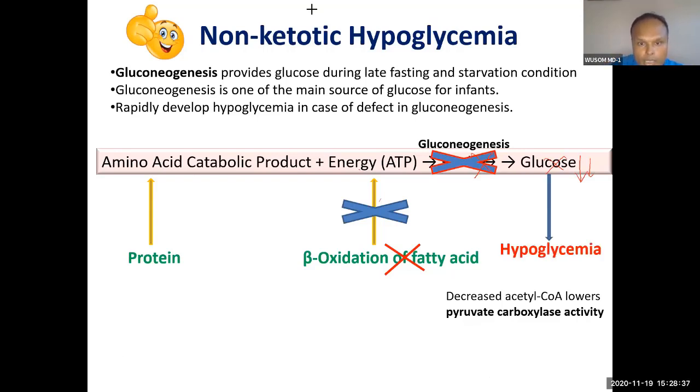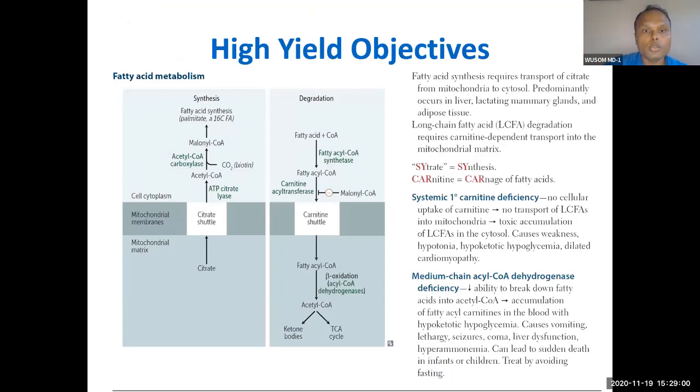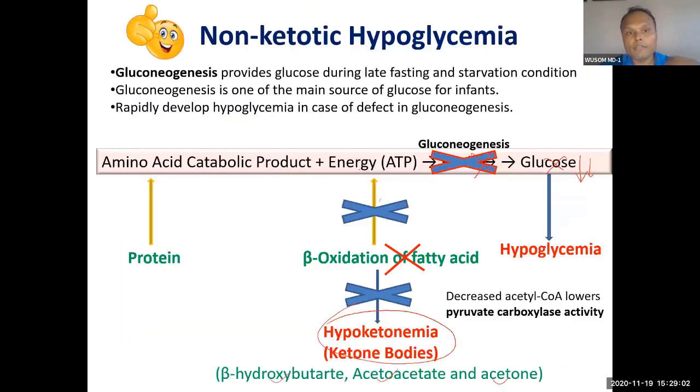And because fatty acid oxidation is not happening, this will lead to hypoketonemia, meaning hypoketotic hypoglycemia. These are the ketone bodies. There are 3 normal ketone bodies in our body: beta hydroxybutyrate, acetoacetate, and acetone. We will talk about the ketone bodies in detail in the next class. So we have defined a very important concept in fatty acid oxidation.